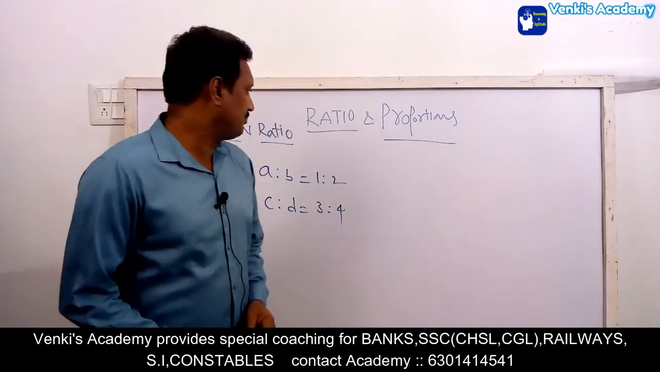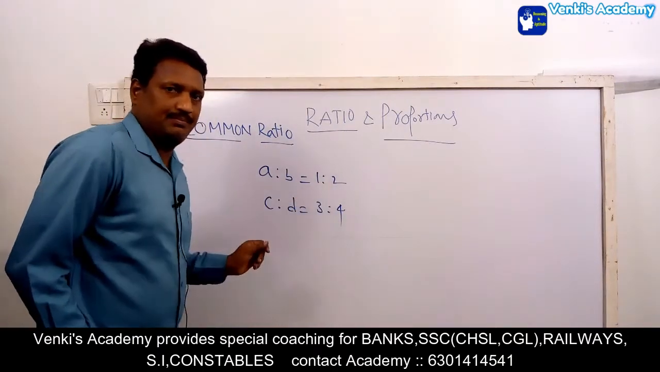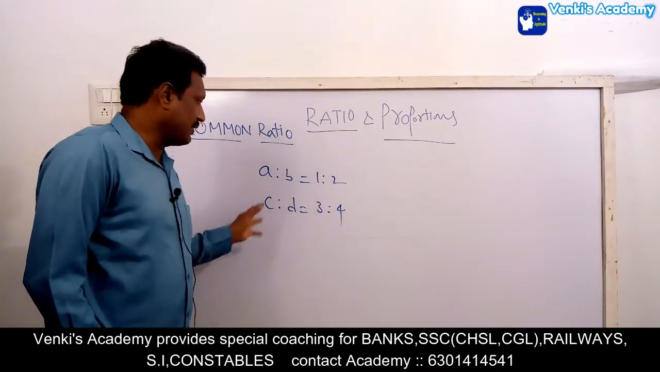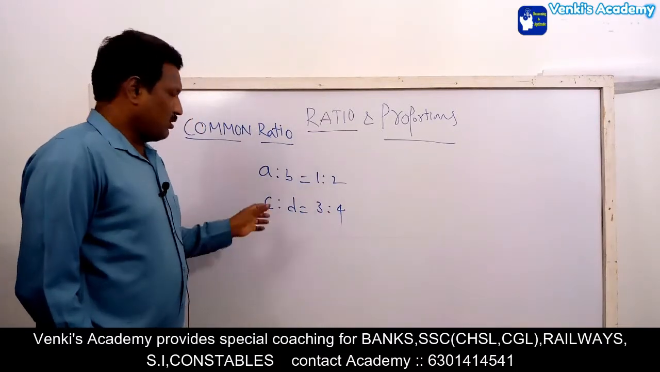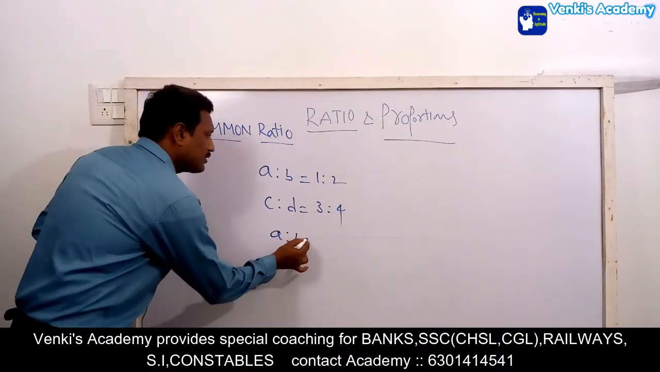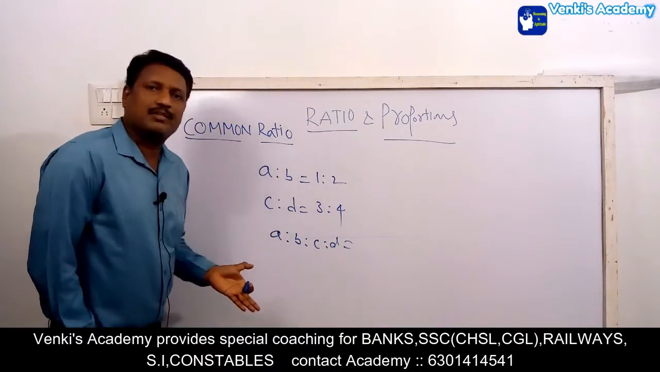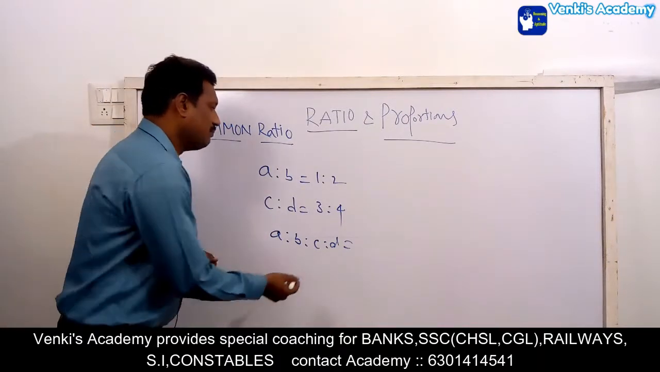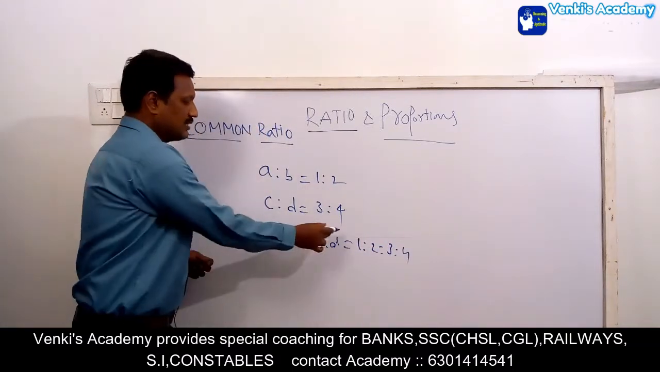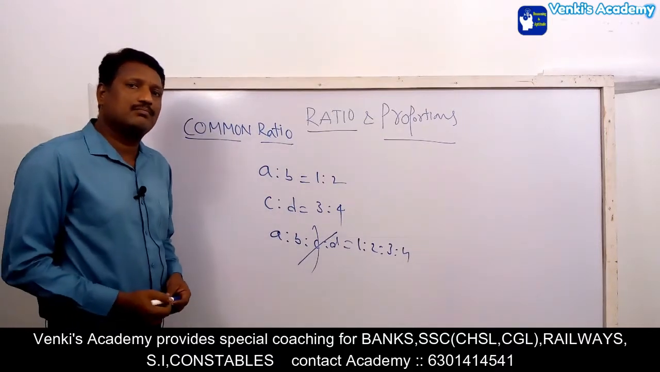For example, see here, if A is to B equal to 1:2 is one ratio, C is to D equal to 3:4 is another ratio. Suppose if we need A is to B is to C is to D equal to, some people will say simply 1:2:3:4. This is absolutely wrong. If you do like this, this is absolutely wrong.